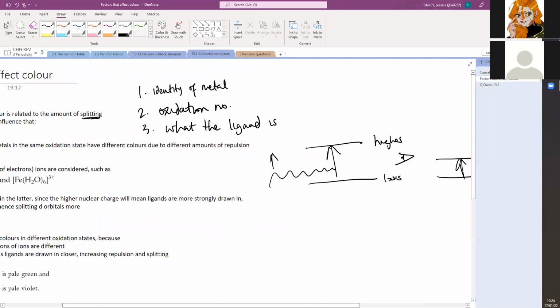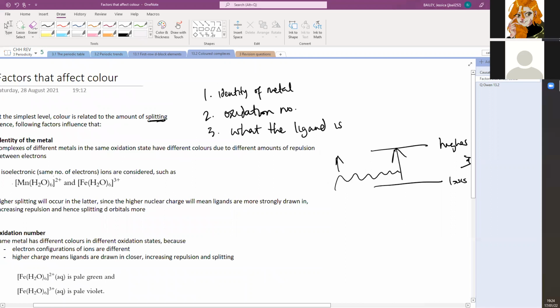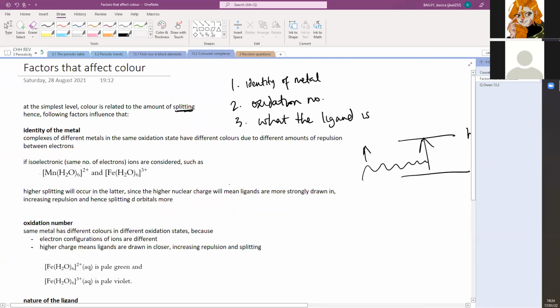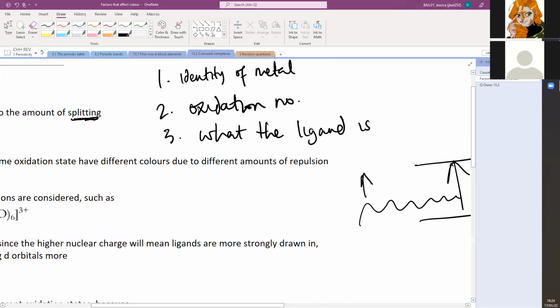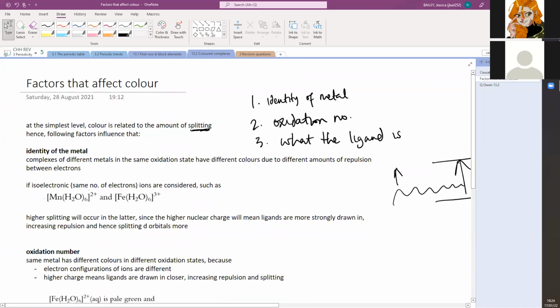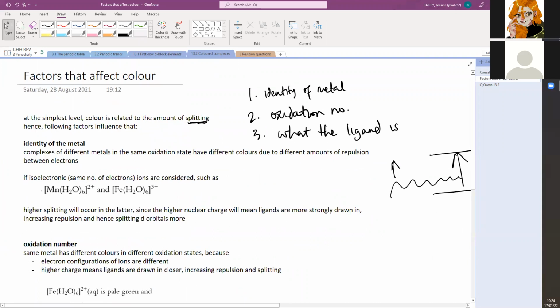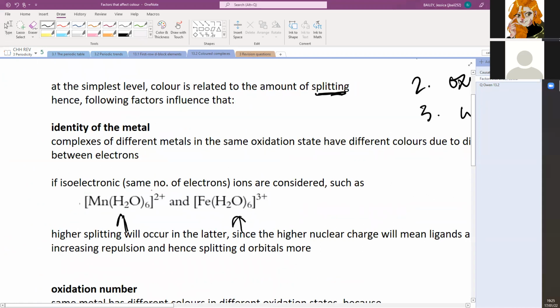Now, the reason that it's complex, as in it's complicated how this occurs, is because of that relationship of complementariness. So I can make a direct relationship between the amount of splitting and the wavelength that's absorbed, but I can't directly link that to what I see. So the IB is never going to ask you what color this thing is going to be. It's just going to ask you what possibly could affect the color of a complex ion, or it'll give you two different complexes like these two, and then it'll say, why do they look different to each other? And then you'd have to say why.